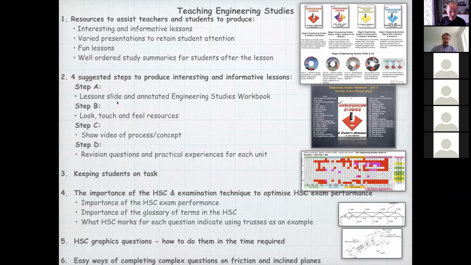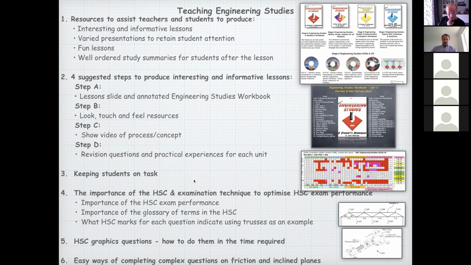Then I'll go through the 4 steps that are required for effective teaching. And then I'll explain how I keep my students on task. My online students, I'm teaching with Lismore Diocese now at the Online Education Centre, and I'll explain how I keep them on task. And it's not a bad idea. I used to use this when I was teaching full-time as well.